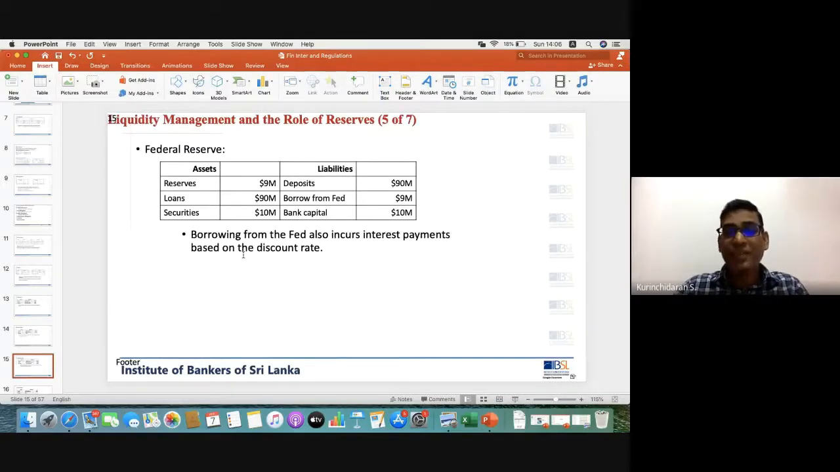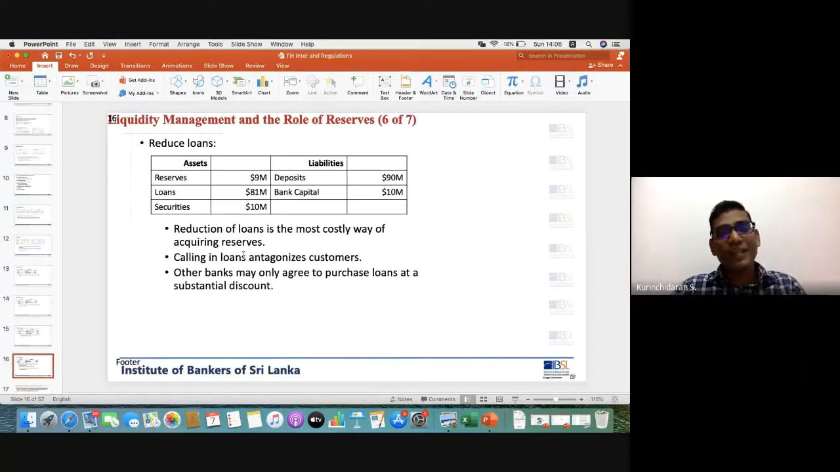The interest rate may vary, right? Borrowing from the central bank and borrowing from other banks, the interest rate may vary, but still you have to make an interest payment. Also, the Fed or central bank can determine the discount rate as well, right? That may be different from borrowing from others, but finally you have to pay a cost for that, right? So now this is borrowing from the Federal Reserve, the Fed.